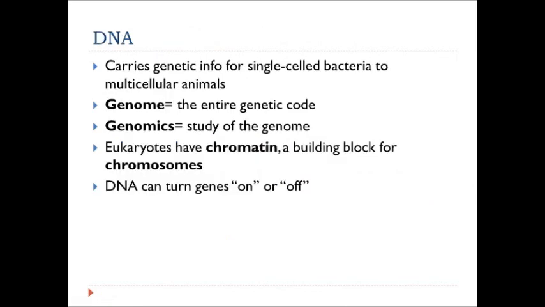DNA is going to carry the genetic information for single-celled bacteria and also multicellular animals. The entire genetic code that is found within DNA is called the genome. The study of that is genomics. Eukaryotes, or multicellular organisms, have chromatin, which is the building block for chromosomes, which hold those genes. Chromosomes can carry tens of thousands of genes. And DNA can turn genes on or off, depending upon different environmental factors.